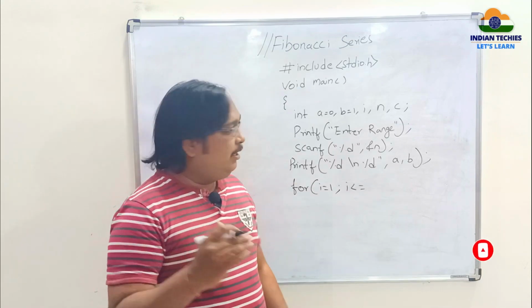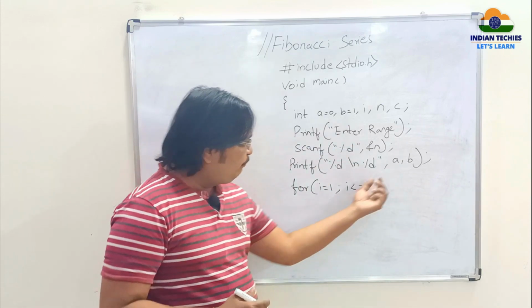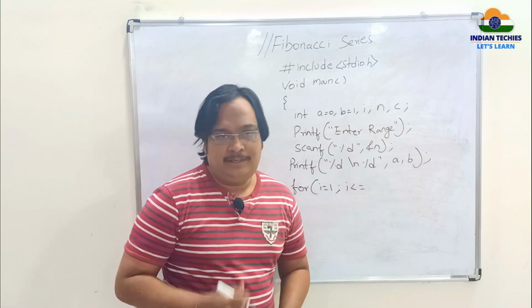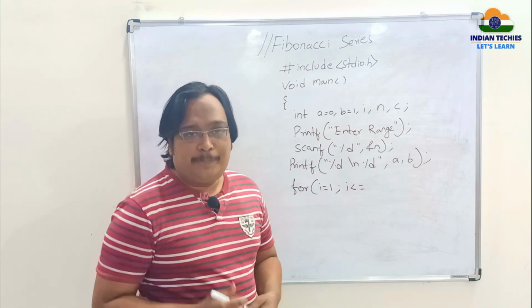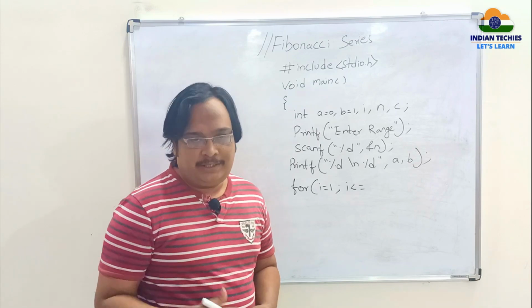But suppose the user has given the input n as 10. So out of 10, the first two values, that is 0 and 1, have already been printed. So how many times do you have to repeat the loop? That is n minus 2. 8 times you have to repeat if n is 10.